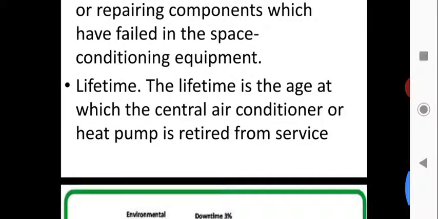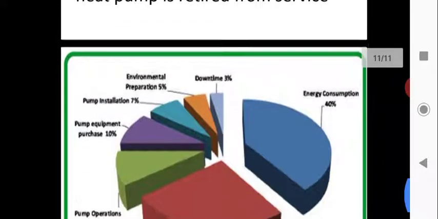And next one, lifetime. The lifetime is the age at which the central air conditioner or heat pump is retired from service. I told you earlier, it has a 2 years guarantee and 5 years warranty. So the maximum lifetime which the seller is giving is only 5 years. So this is all for the air conditioner.